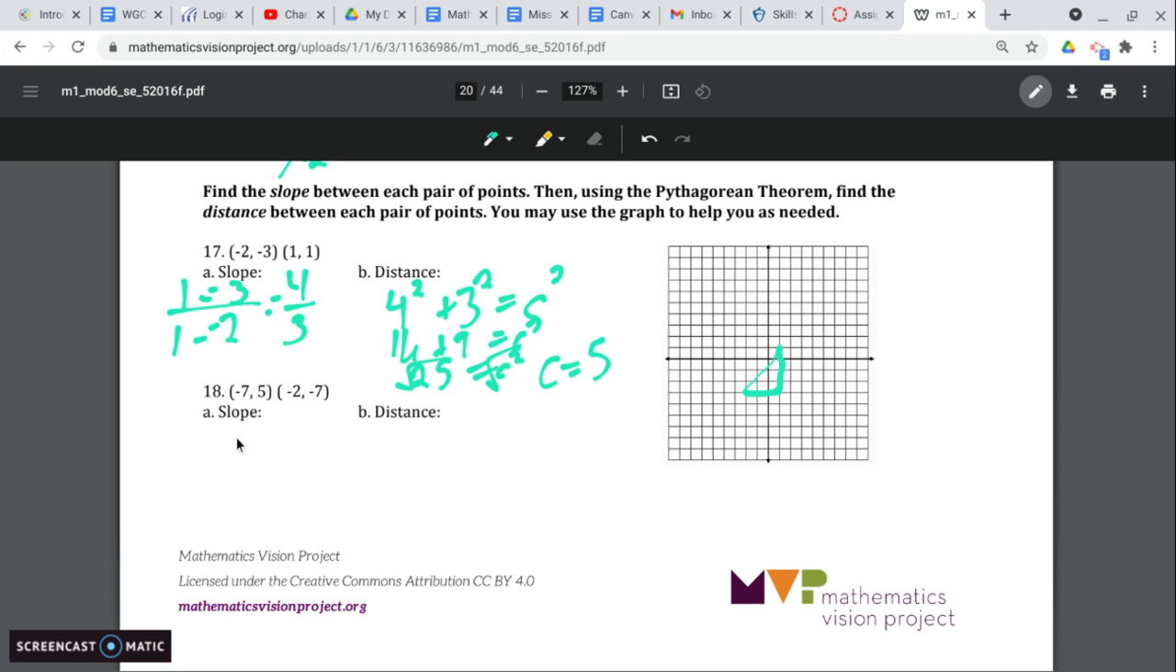So same idea for 18. You don't necessarily have to draw it out. If it helps you see it, by all means, you can draw out the triangle that's created from these 2 points, but you do not have to.